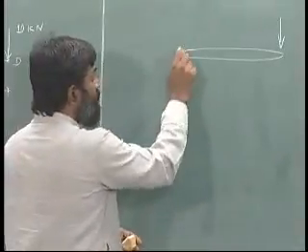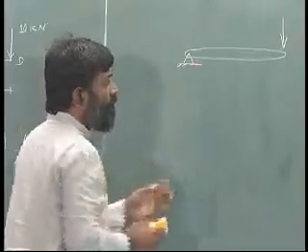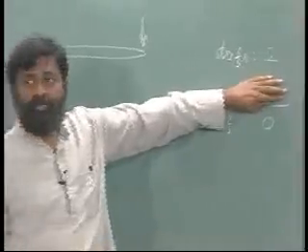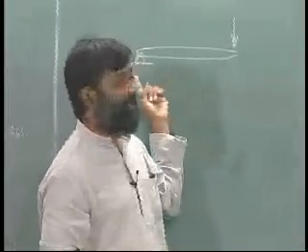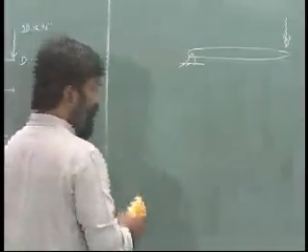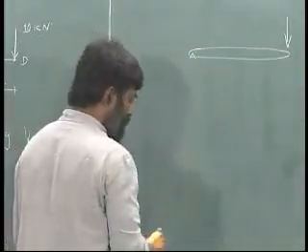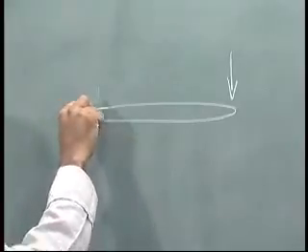Supposing I instead put a hinge over here, this means I have not 2 but 1 constraint, which means I will get 1 degree of freedom. Supposing I do like this, please notice it carefully.